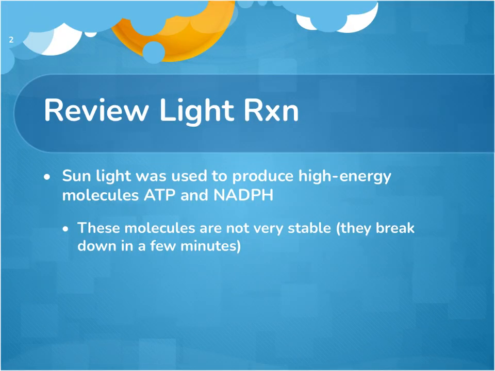So remember, during the light reaction, sunlight was our energy source, and it was used to produce high energy molecules, ATP and NADPH. These molecules are not very stable, meaning that they break down in a few minutes. So that's why plants use them to transfer energy in the short term, but not for long-term storage.